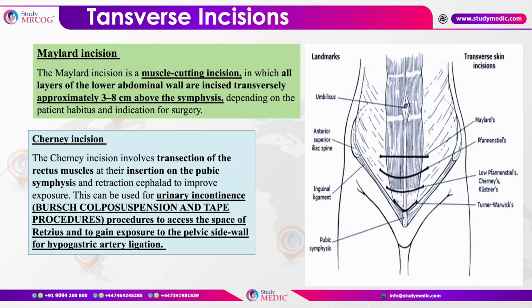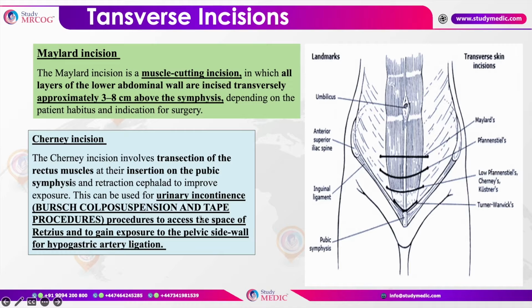The transverse incisions include the Maylard incision, which is a muscle cutting incision. You can see it is quite high up. In this, all the layers of the lower abdominal wall are incised transversely, approximately 3 to 8 cm above the symphysis, depending on the patient's habitus and indications for the surgery.